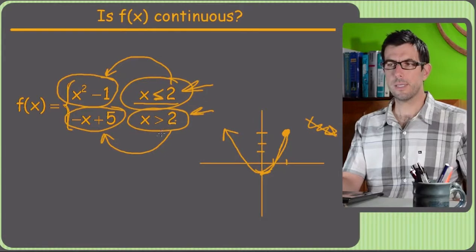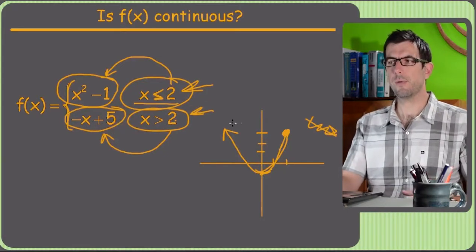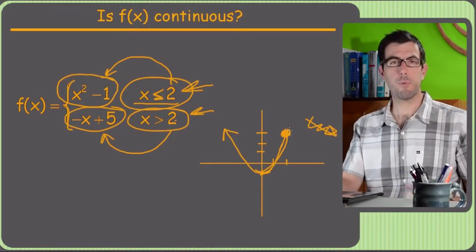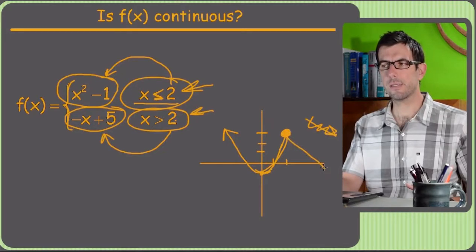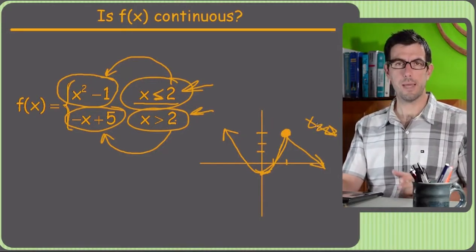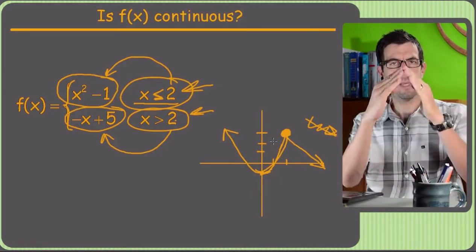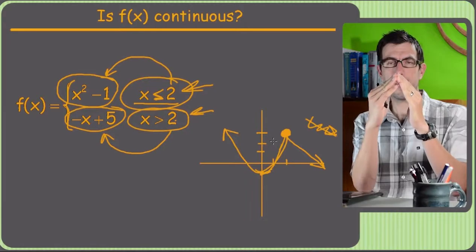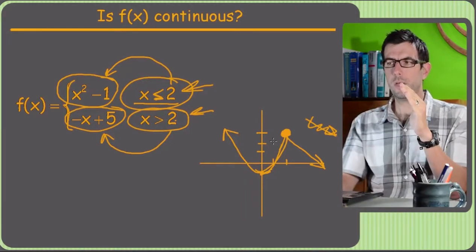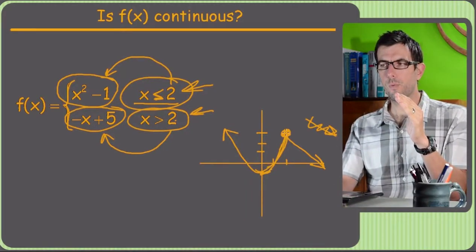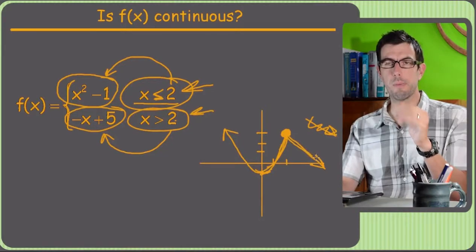Plug in 2 to this, and you get negative 2 plus 5, which is 3. Oh, look at that. That's actually the same point we already had. So this thing shoots off like this. So what does that mean? Well, since these two functions meet up, they go like this, and that elbow has a solid dot. This is a continuous function. We could draw this thing, trace it without our pencil leaving the paper.